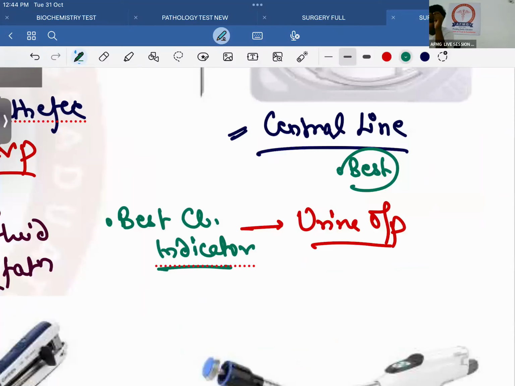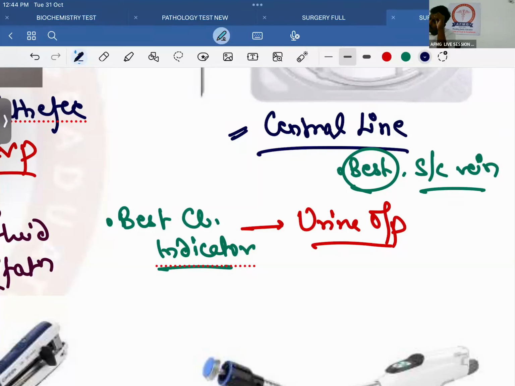Then, which is the most commonly used vein for central line? IJV, internal jugular vein. And which is the least commonly used? Femoral vein. Why is femoral vein the least commonly used line? Very good. Increased risk of infection and thrombosis. That is the reason it is the least preferred route for central line insertion.